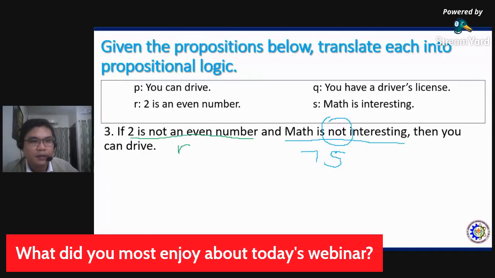Then the third proposition here is you can drive, which is represented by P. Now, if you analyze it, we can see that there is the word if and then the word then. Meaning, all of this is part of the if, and that one is part of the then. So we can write that as this, but we almost forgot this word and. The connector and is, of course, represented by this symbol, the hat.